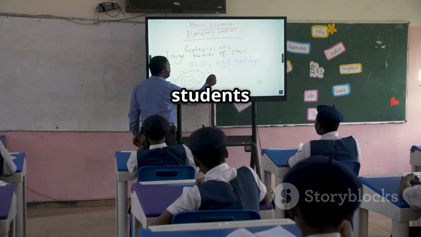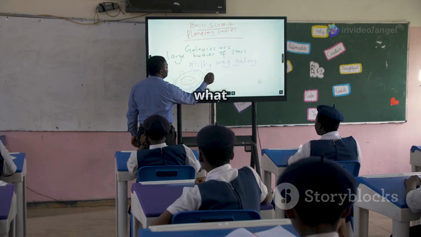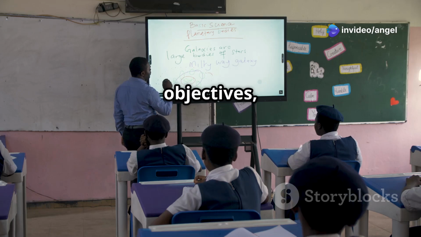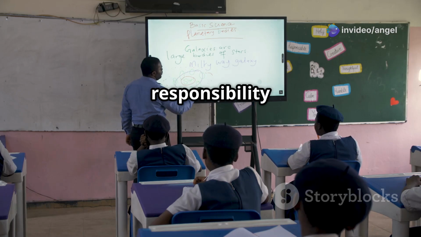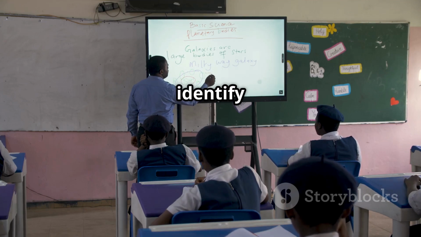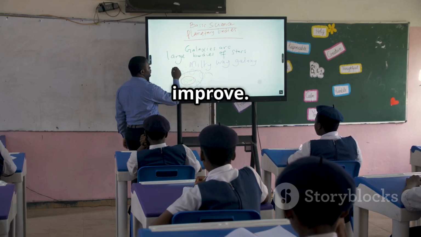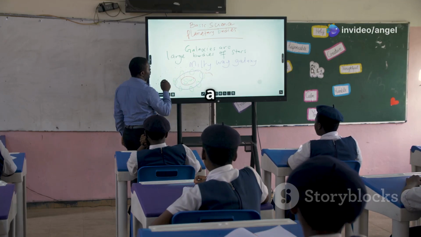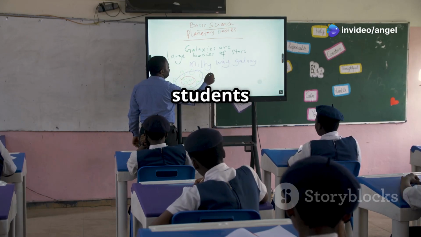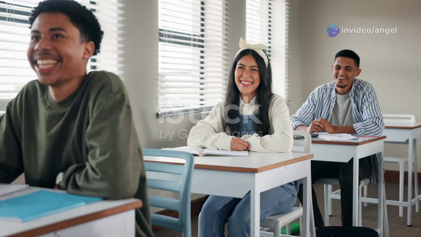It also helps students understand the purpose of the lesson and what they are expected to learn. When students are aware of the learning objectives, they can take more responsibility for their own learning. They can track their progress and identify areas where they need to improve. This understanding fosters a more collaborative and effective learning environment, where both teachers and students are working towards the same goals.